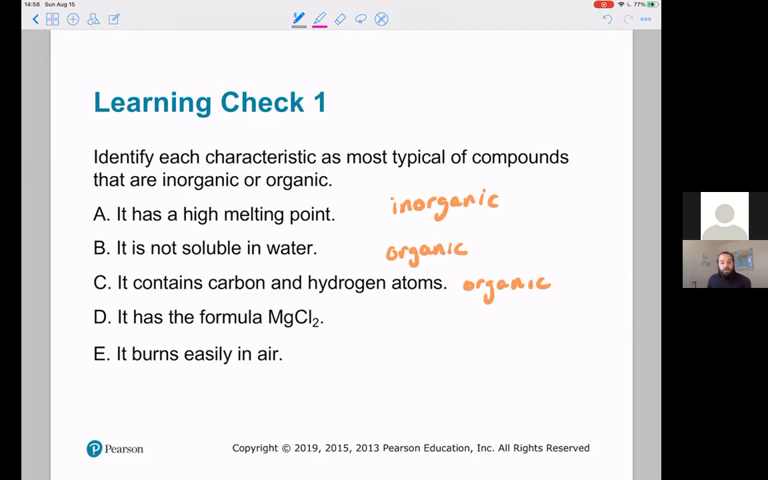Has the formula magnesium chloride. It might have been a while since you've busted out a periodic table, but that would be a good idea right now, to look at your periodic table and see if you can determine if something with the formula MgCl2 would be organic or inorganic, okay? Magnesium lives all the way on the left side of the periodic table, whereas chlorine lives all the way on the right side. So that's a metal and a non-metal, so that's inorganic. And easily burned in air, again, organic compounds undergo combustion, so that would be organic.